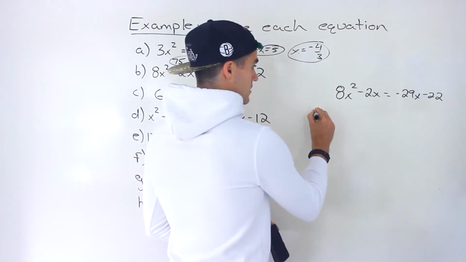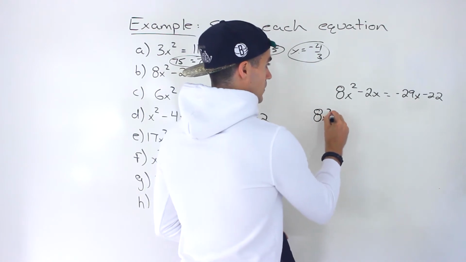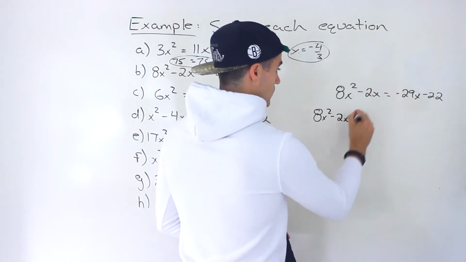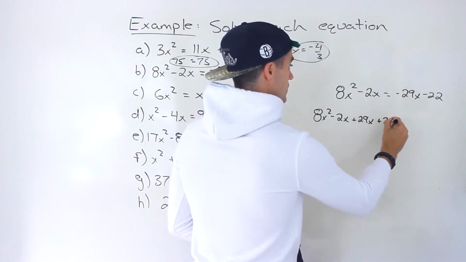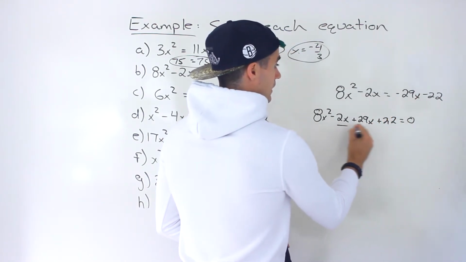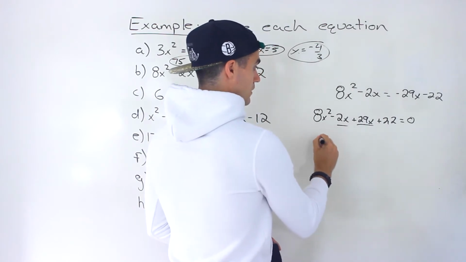But in this case, it's already positive here, so we'd have 8x squared minus 2x. Negative 29x, that would be positive 29x. Negative 22, that would become positive 22. And then we'd have equals 0. Like terms over here.